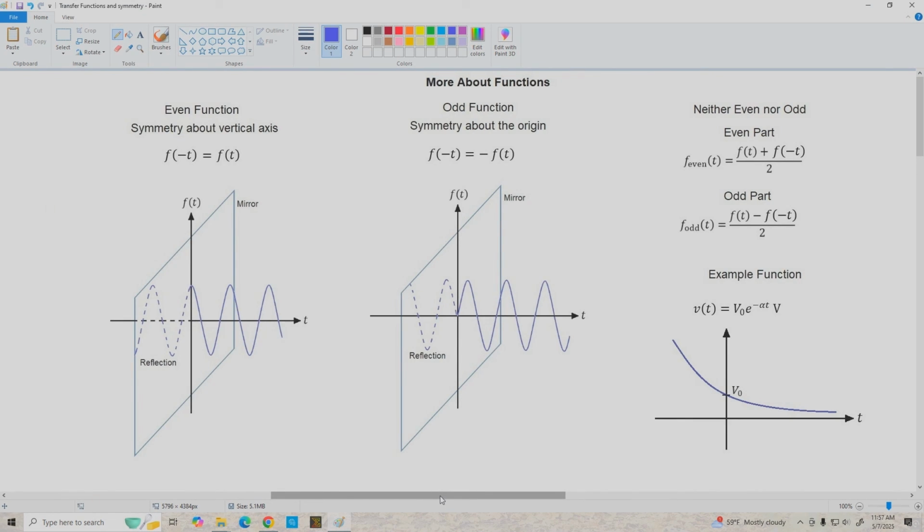What we're going to do next is go on over and take a look at some functions with various types of symmetry.